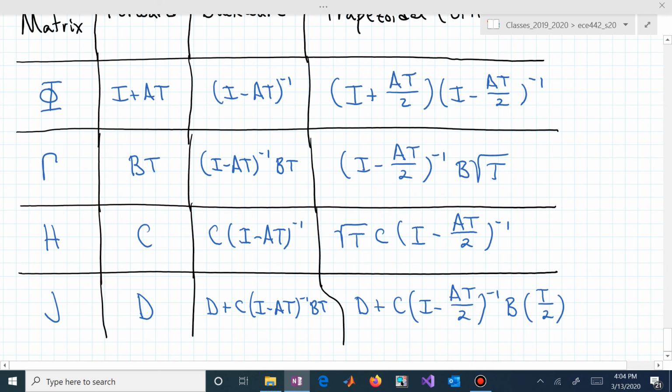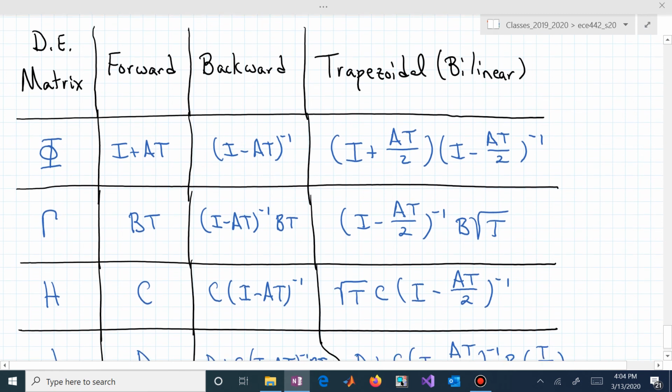But these now provide you with a matrix expression in terms of A, B, C, D, and T to immediately compute phi, gamma, H, and J in your discrete equivalent for the three different numerical integration strategies of forward, backward, and trapezoidal.